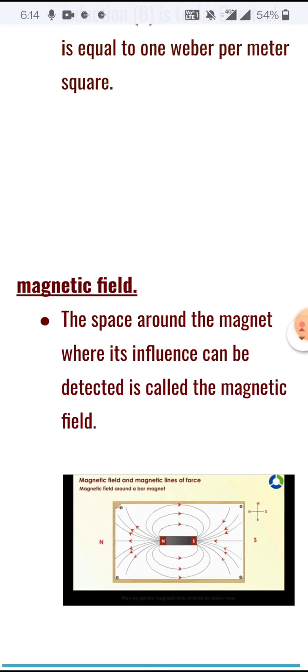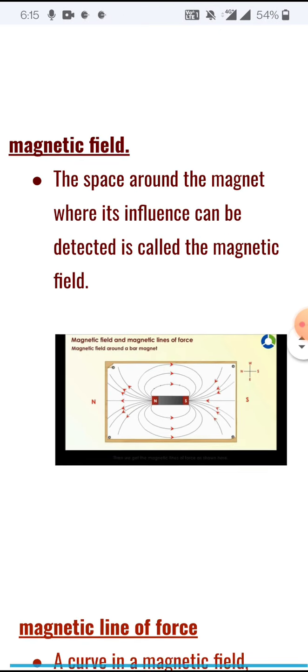Magnetic field. The space around the magnet where its influence can be detected is called the magnetic field. That means up to a certain point, the effect of the magnet will be there. So up to that point we call that a magnetic field. That means the space around the magnet where its influence can be detected is called a magnetic field. See the picture.